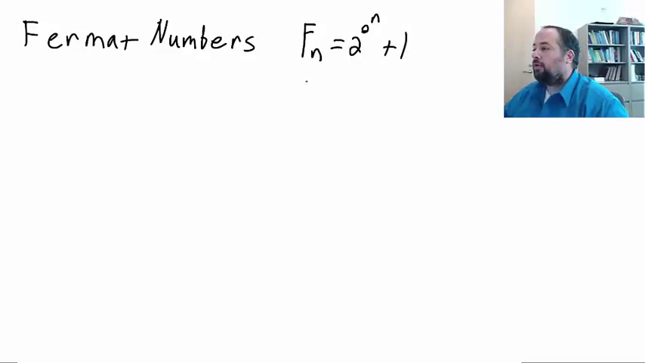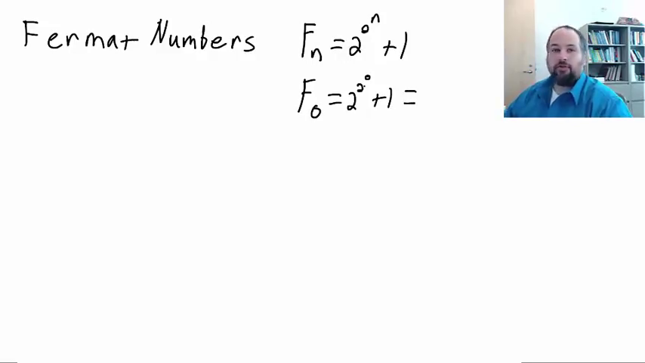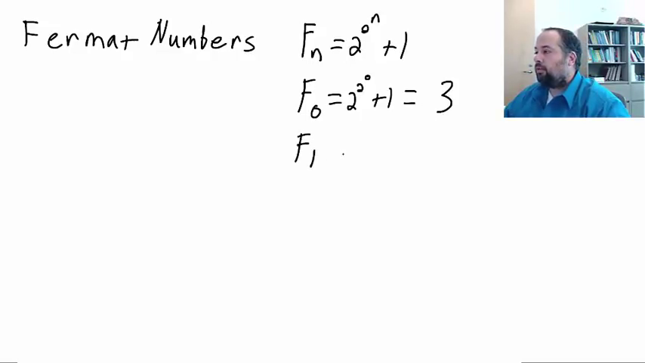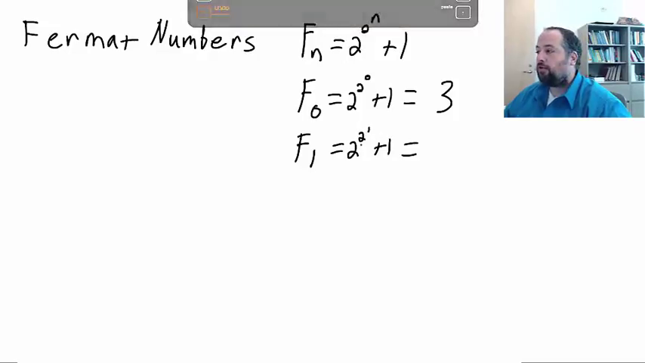F of 0 is 2 to the 2 to the 0 plus 1. 2 to the 0, anything to the 0 is 1. 2 to the 1 is itself, 2. 2 plus 1 is 3, right? F of 1 equals 2 to the 2 to the 1 plus 1. Any number raised to the 1 power is itself. So 2 squared is 4 plus 1 is 5.